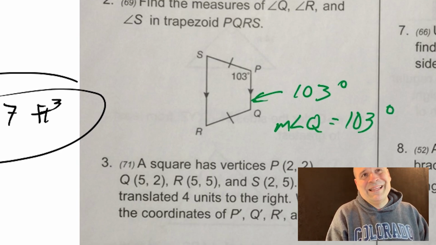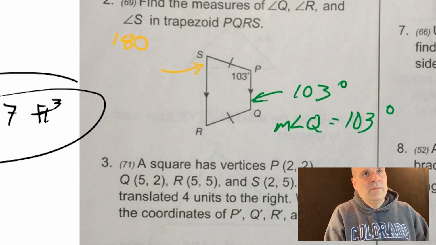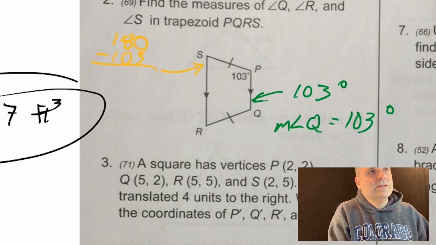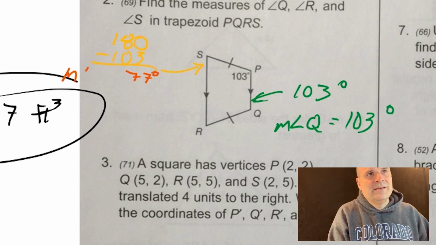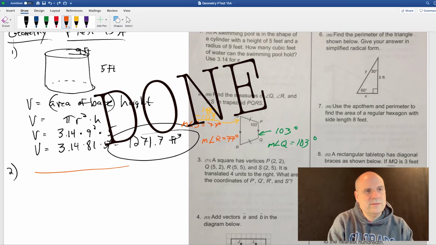Since these lines are parallel, these are going to be supplementary angles. So this one is supplementary: 180 minus 103. I can't read that, so I'm going to change it to orange. 77 degrees. So the measure of angle S is 77 degrees, which means the measure of angle R is also 77 degrees. All right, number two, so that's all over there.